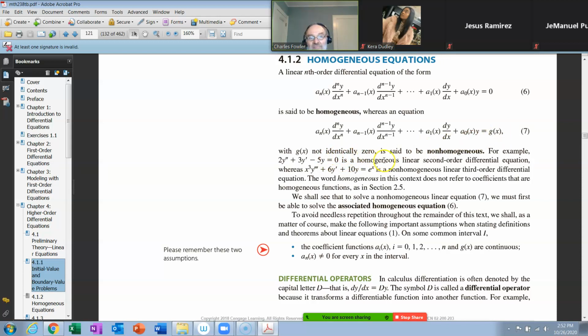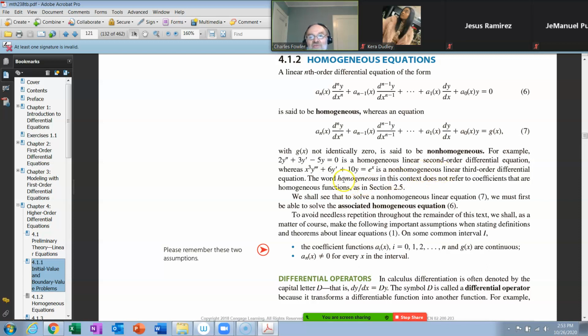Now, this one, 2y double prime plus 3y prime minus 5y equals 0, is homogeneous because every one of these derivatives and the function y appear only to the first power. This happens to have constant coefficients, which are functions of x, and this equals 0. That's homogeneous. That's a second order linear differential equation. However, this one, x cubed y triple prime, no problem there, plus 6y prime, no problem there, plus 10y, no problem there, but that's equal to e to the x. That would have to be a 0. If that were a 0, that would be a homogeneous linear differential equation. If that's not 0 and e to the x is not 0, this is a non-homogeneous linear third order differential equation.